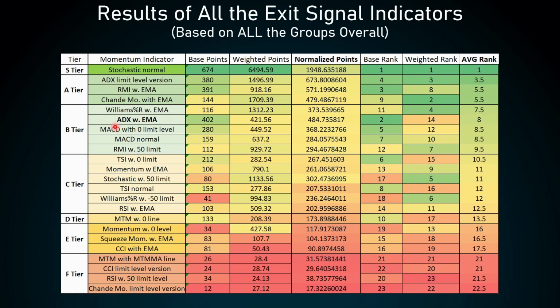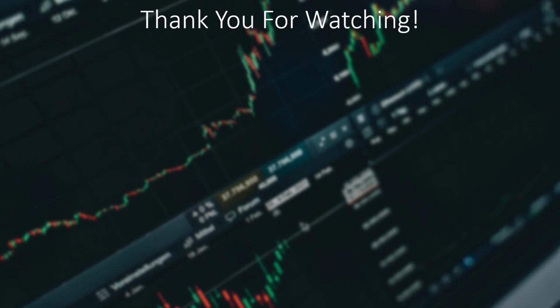What is also interesting on this chart is that the normal ChanDemo with a limit level was actually one of the worst ones. I would say you can pick any indicator from the S or A tier, they will give you great results. I would avoid anything below the C tier, so avoid the D, E, and F tier for momentum indicator usage overall. And that wraps up today's video.